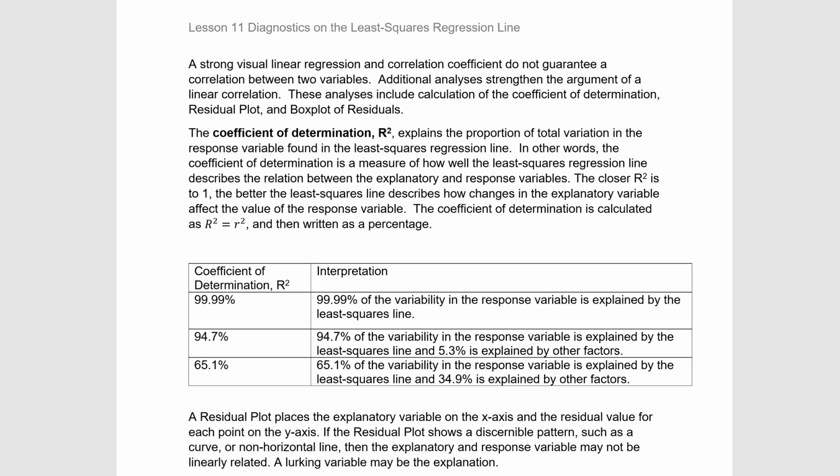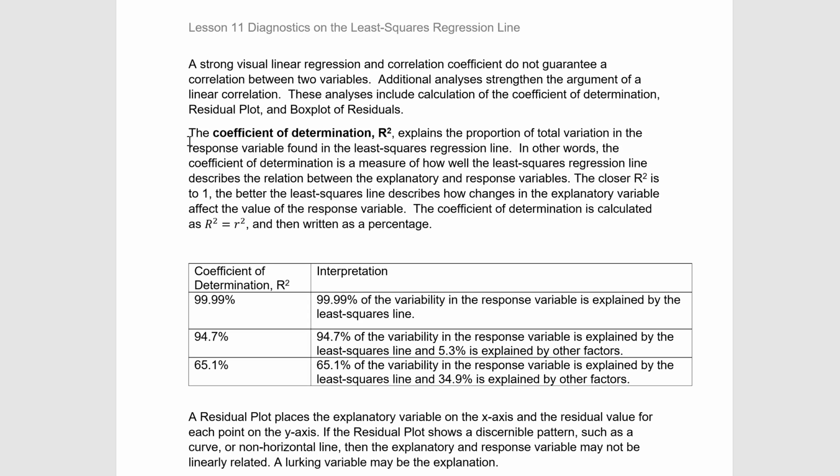Those 3 ways are a coefficient of determination, residual plot, and box plot. So the first thing that I'll take a look at is the coefficient of determination. Let's start with the paragraph. The coefficient of determination, r squared, explains the proportion of total variation in the response variable found in the least squares regression line. So in other words, the coefficient of determination is a measure of how well the least squares regression line describes the relation between the explanatory and response variables.